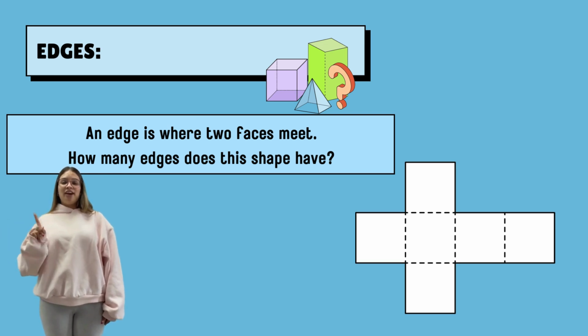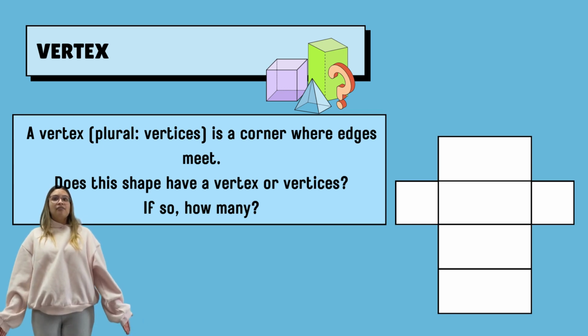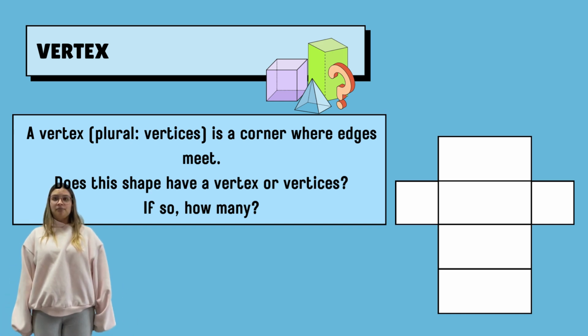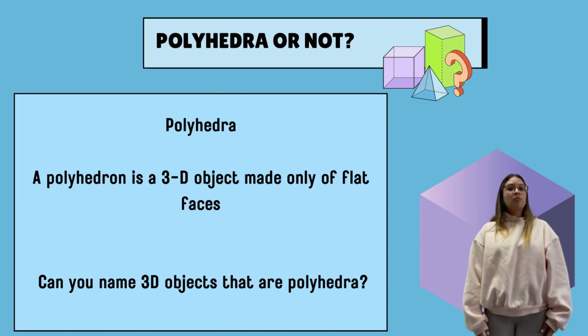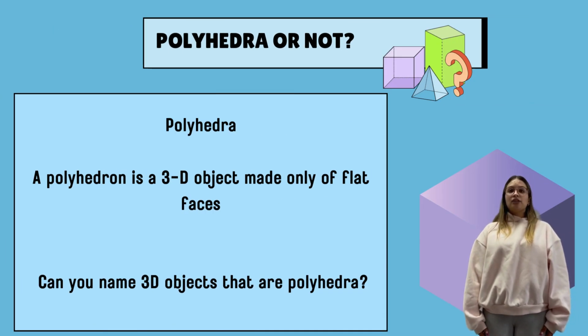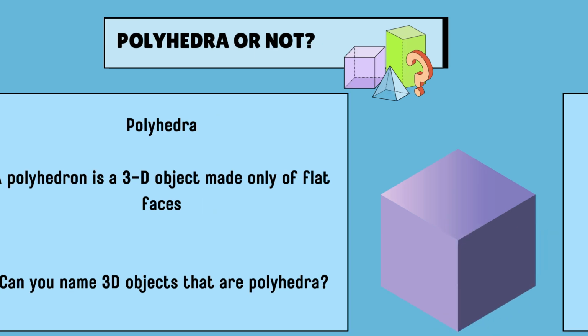12. That's right. A vertex, or plural vertices, is the corner where edges meet. Does this shape have any vertices? Yes, that's right. How many? 8. Well done. Another term we'll be introducing is polyhedral. A polyhedron is a 3D object made of only flat faces. Can you name any objects that are polyhedral?